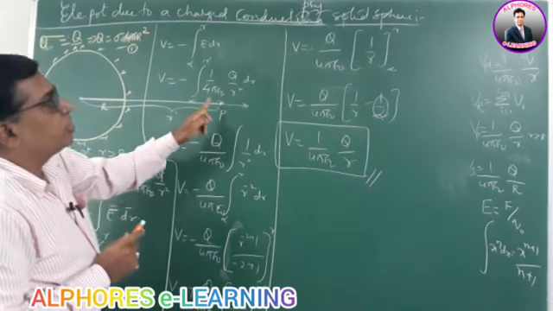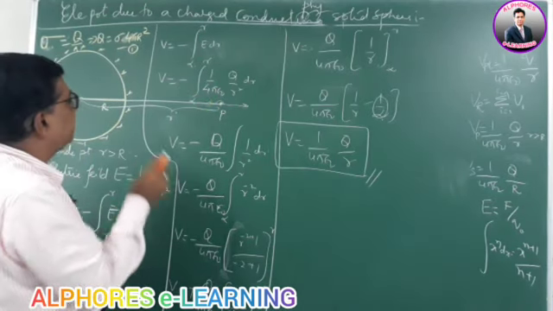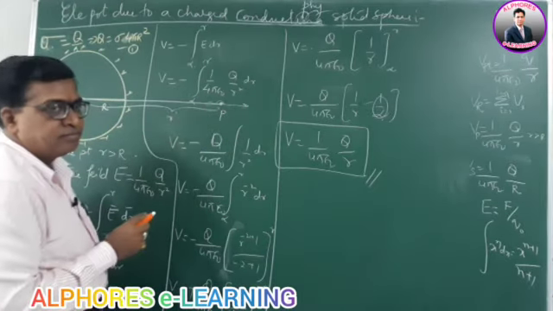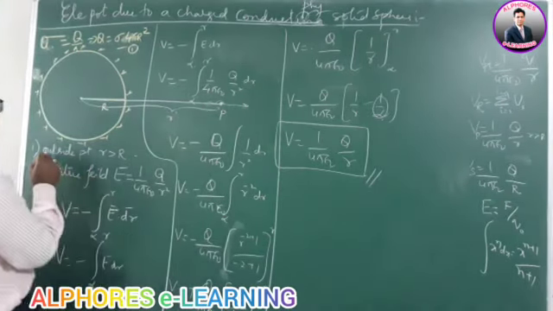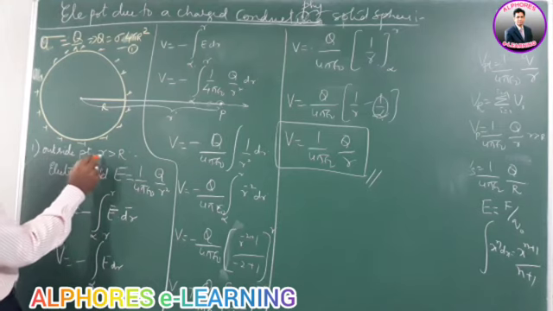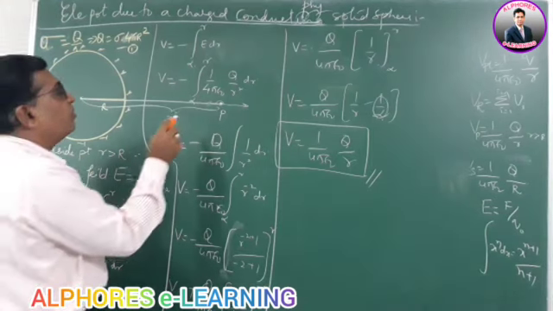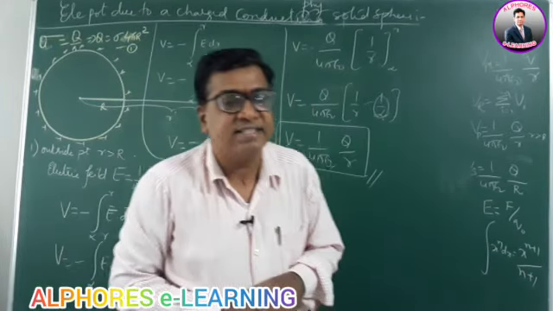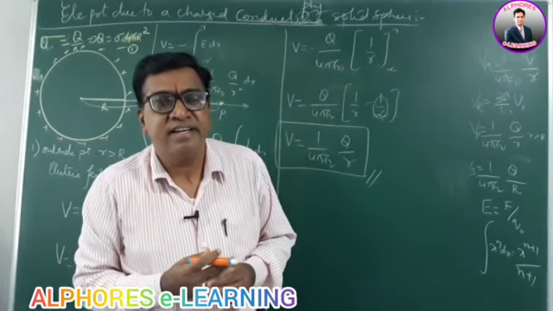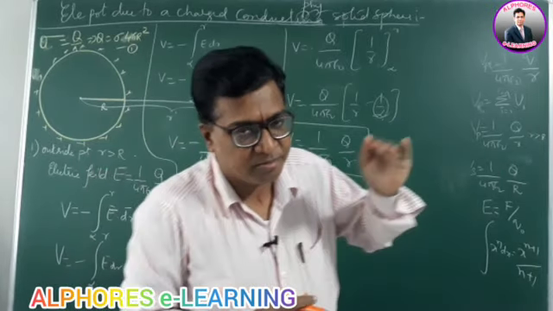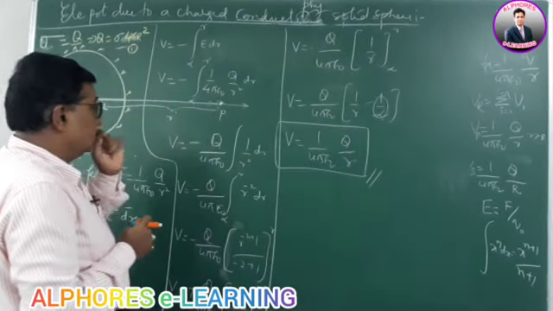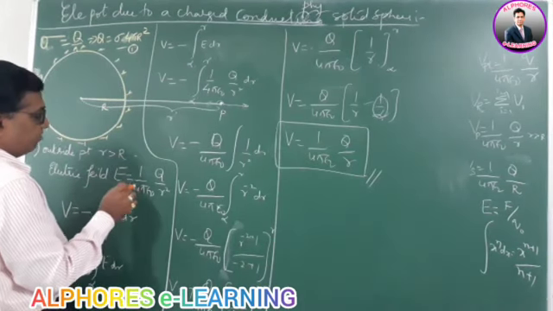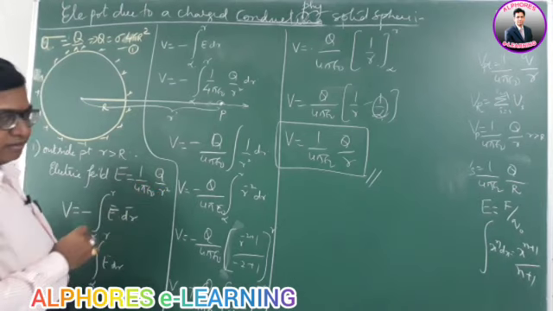Now let me imagine a point P where I have to find the electric field. Let it be at a distance r from the center, an outside point, r greater than R. At the point P, we have derived the electric field intensity according to definition: it is the force experienced by a unit positive charge. Now, the electric field due to a solid conducting sphere is E equals 1 over 4 pi epsilon naught Q by R square.